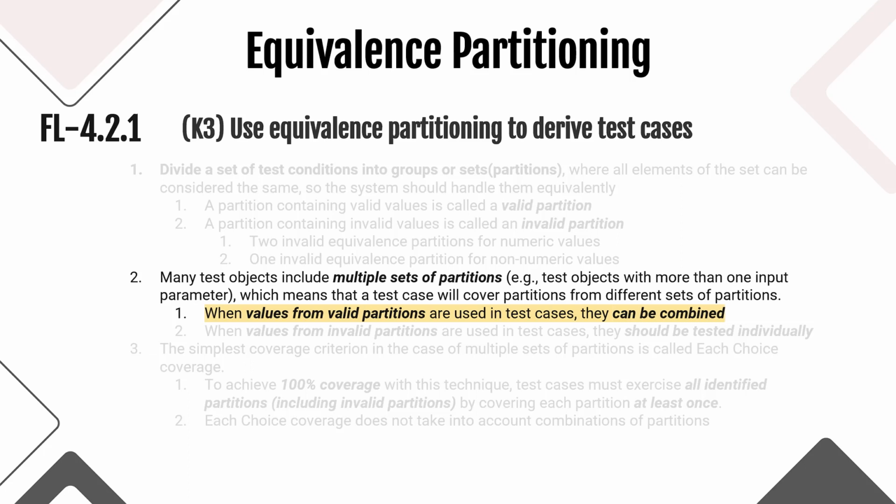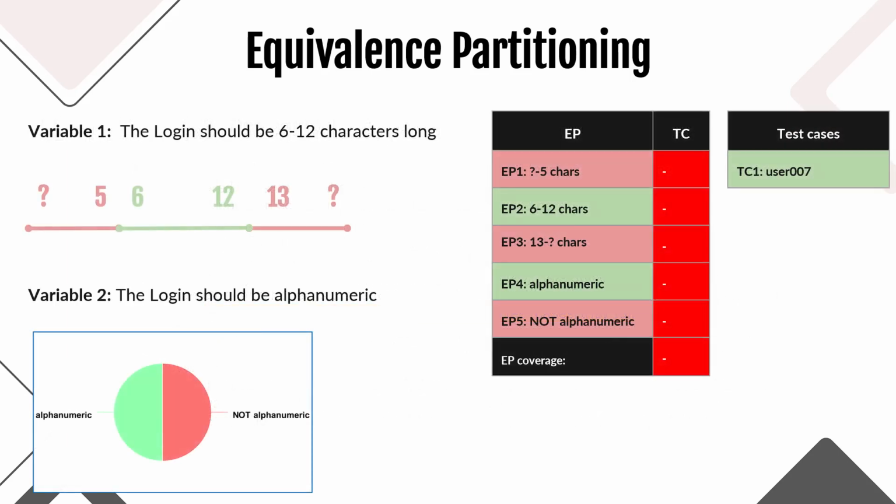When values from valid partitions are used in test cases, they can be combined. This means that unlike the previous stage, where we had only one data set, now each test case will cover two partitions. Our positive test must have a value that is alphanumeric, and that is between 6 and 12 characters long. For example, the value user007. It has both letters and numbers, as well as 7 characters in total. Thus, one test covers two valid partitions at once, the second and fourth.